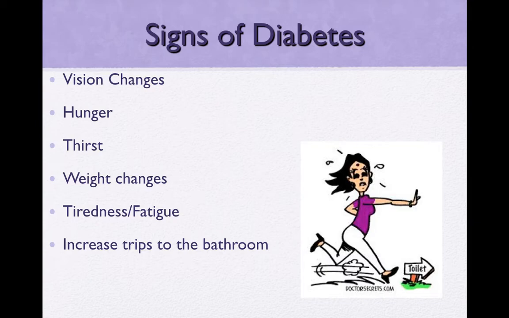Another sign would be thirst, extreme thirst. You're really thirsty because you're going to the restroom quite a bit and you're urinating a lot of the fluids that you have in your bodies, and therefore it's making you feel really thirsty. And sometimes you'll have weight changes.